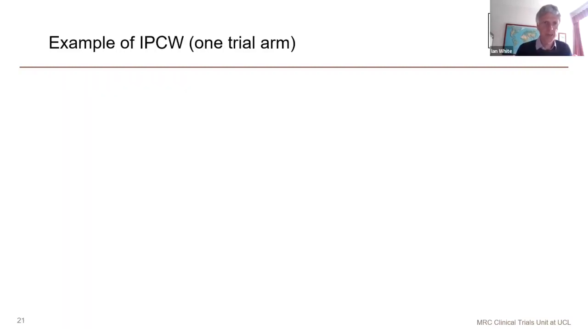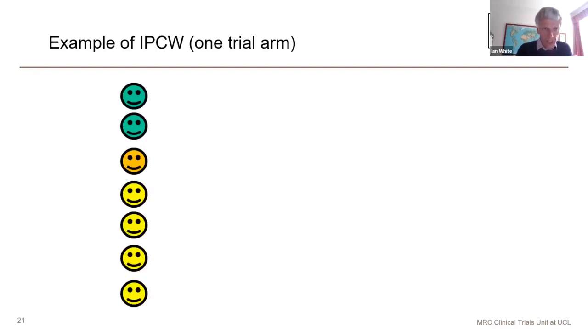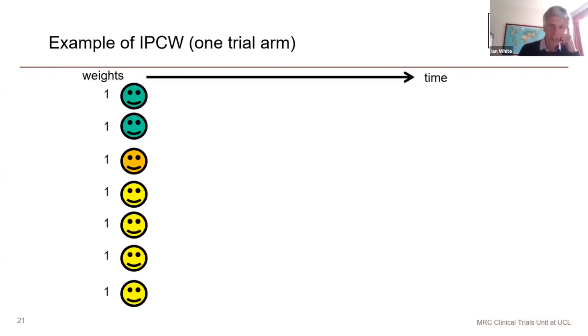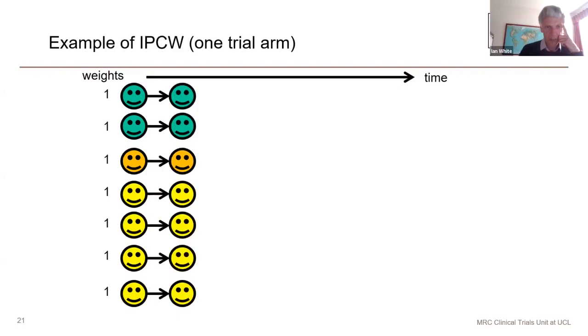So here's a picture that summarizes how IPCW works. It's going to work within one trial arm. Here are 7 people who are the participants of that trial arm. The colors here don't correspond to the colors in the previous slides. They just mean different values of some covariate. These people are all going to have weight 1 to begin with. We're going to follow them over time. And after a little bit of time, maybe that person down there has an intercurrent event. So we're not going to use their follow-up data thereafter.